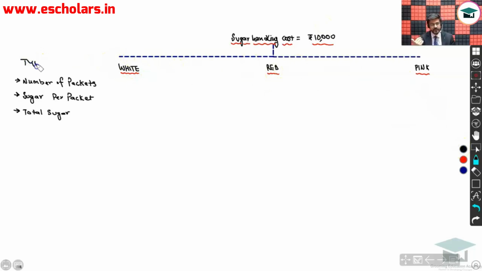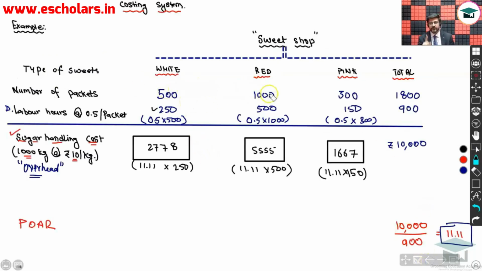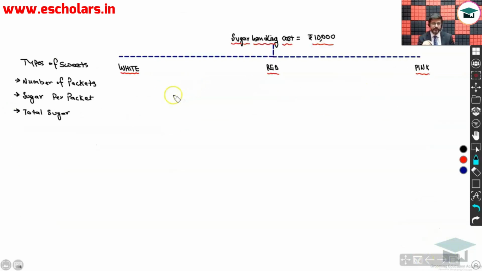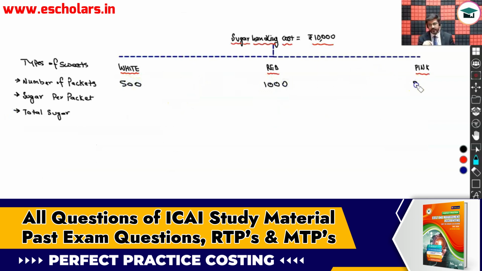So these are the types of products, or you can write sweets. Okay, very good. Number of packets: 500, 1000 and 300. Okay, sugar per packet.